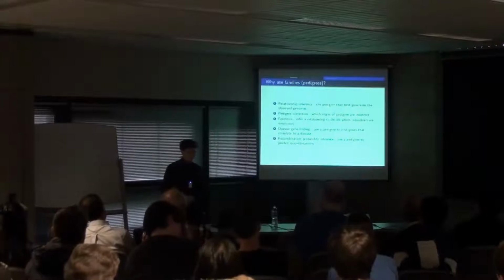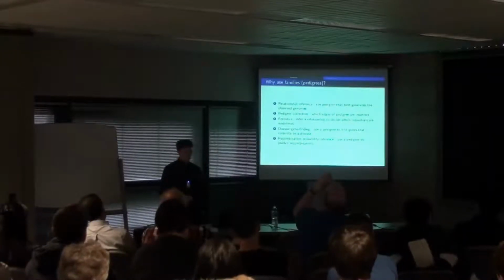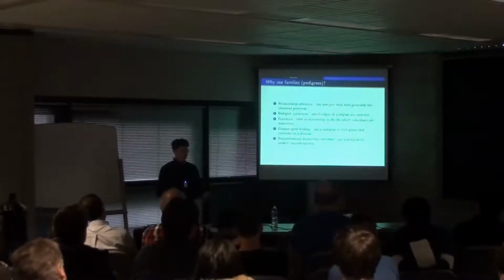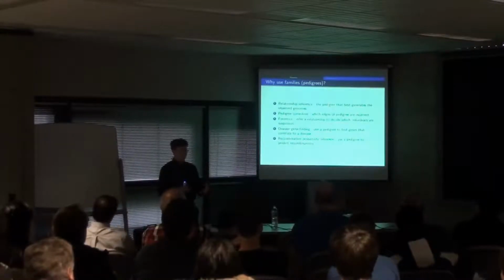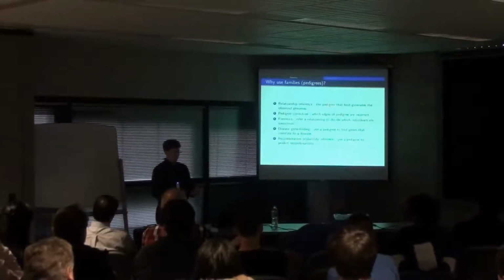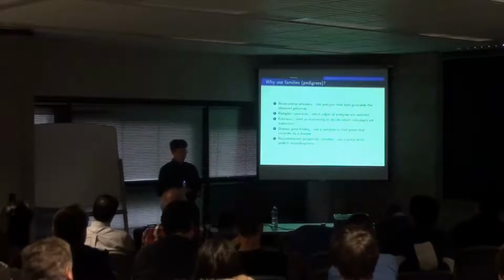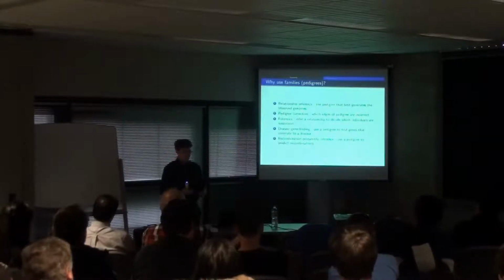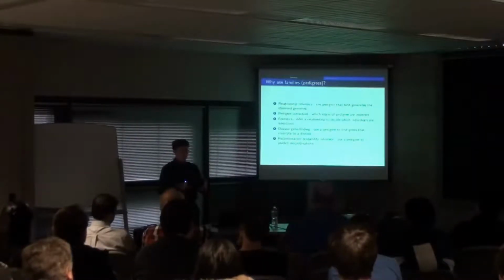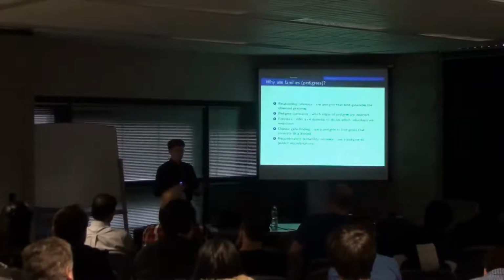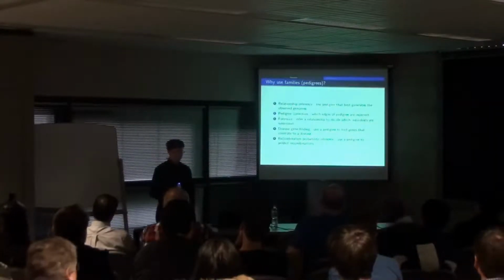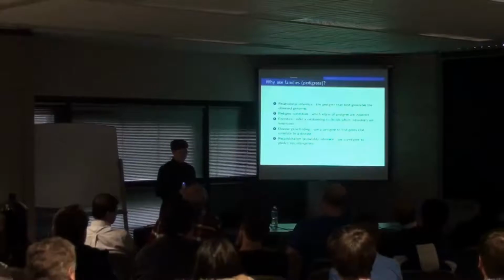So we're interested in relationship inference. That's where you're given a bunch of genomic data, hopefully genotyping data or some such, and you want to find the pedigree that best relates the people in the sample. So this is inferring the relationships.